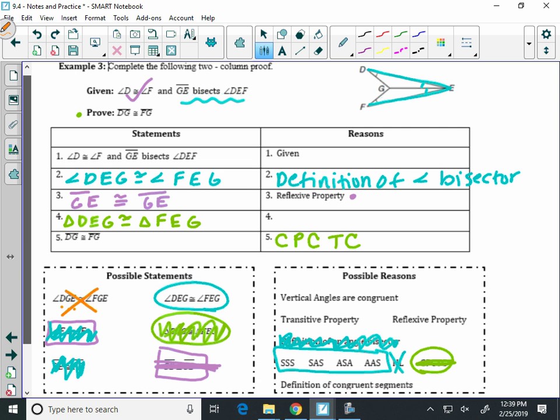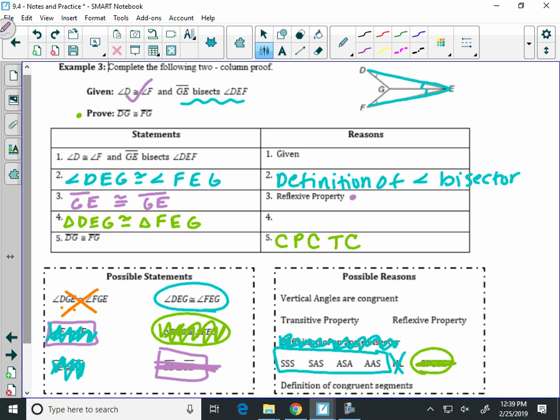Well, oh, we forgot to mark the shared side congruent to itself. That's why it's important to mark your diagram. So looking at our diagram, which one of these shortcuts did we use? Did we mark 3 sides? No, I didn't mark 3 sides. Did we mark 2? Girls, please stop, please. Did we mark 2 sides? Did we mark 2 sides?